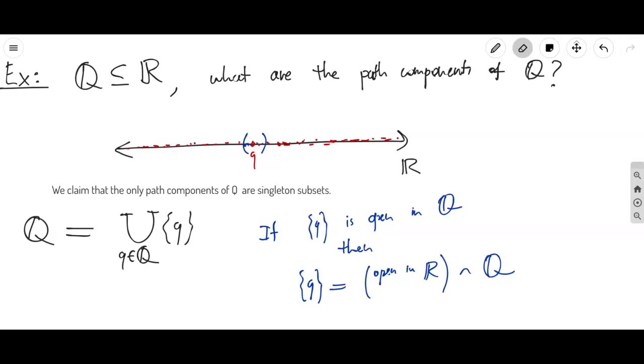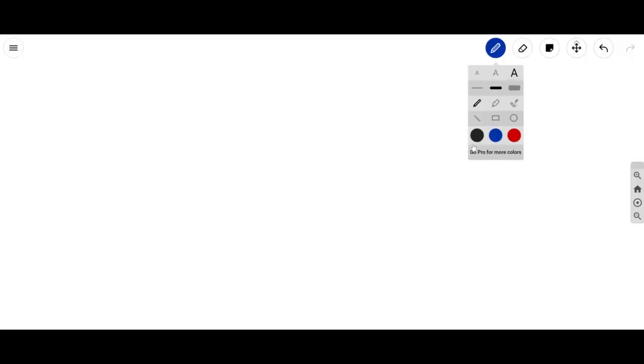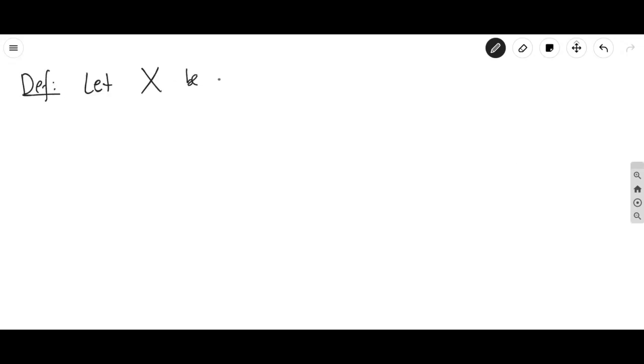So those are the path components of Q. And you can see that the path components are not actually open. They sometimes could be open. So this brings us to a definition which will seem a little bit strange at first. Let X be a space. So I'm going to write down the incorrect definition first, and then I'll fix this. I want to write down the incorrect definition first because this is what you would think based on the way it sounds, but then we're going to modify it.